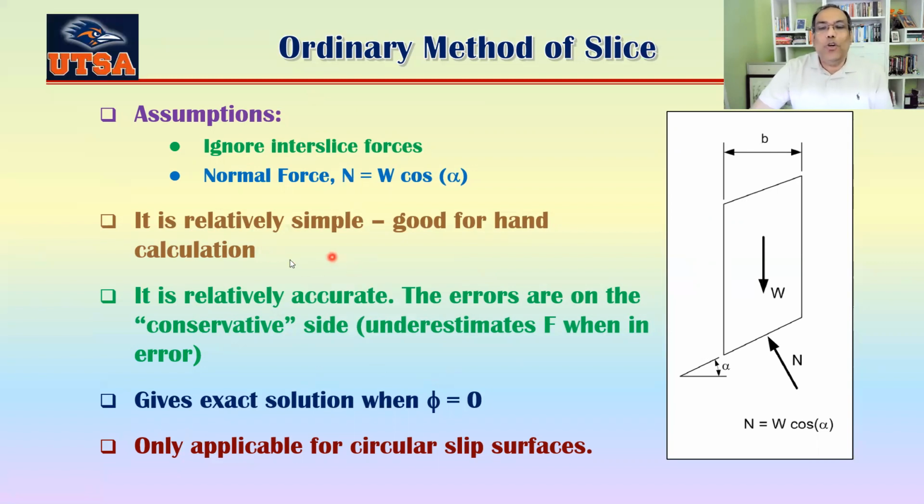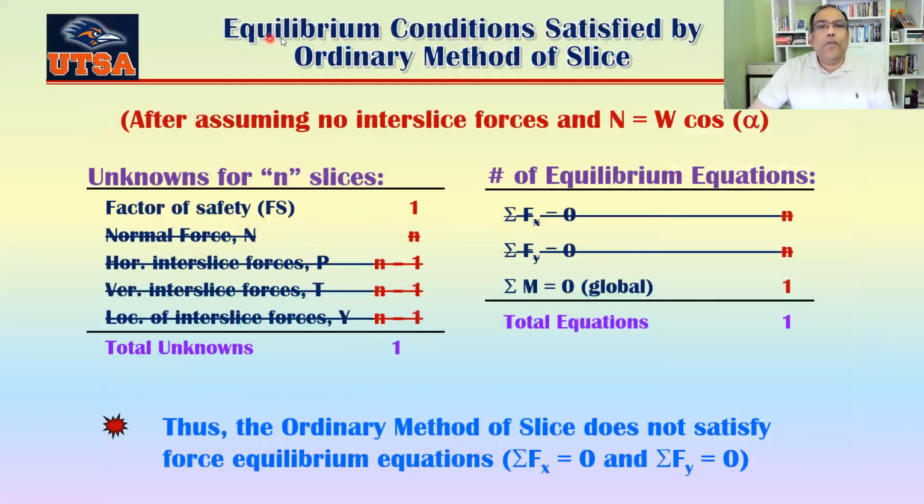Now let's take a look at how we can calculate that here. So first of all, the equilibrium condition satisfied by the ordinary method of slices. You can see you are not trying to find the summation of forces in the X or Y direction. You are only trying to find the moment, okay? How much is the resisting moment and how much is your driving moment. Once you get that, your factor of safety is your MR, meaning the resisting moment, divided by the driving moment, okay? That's the only thing you are trying to do here.